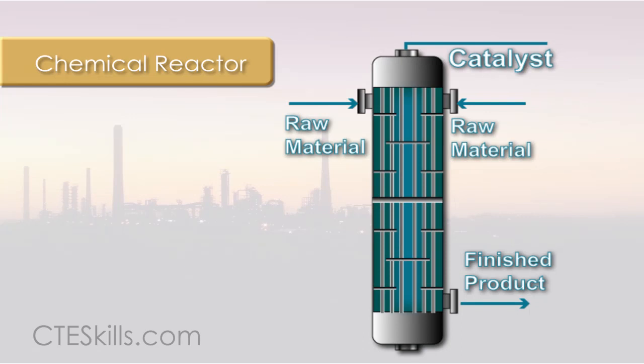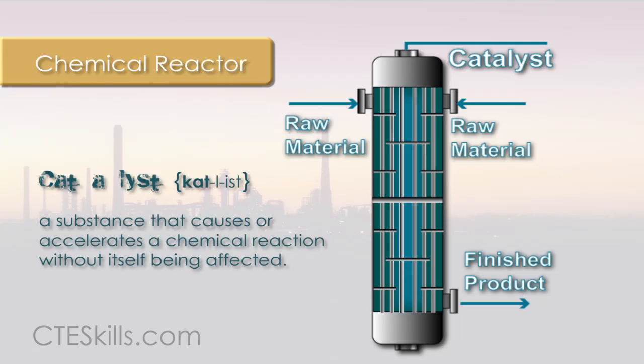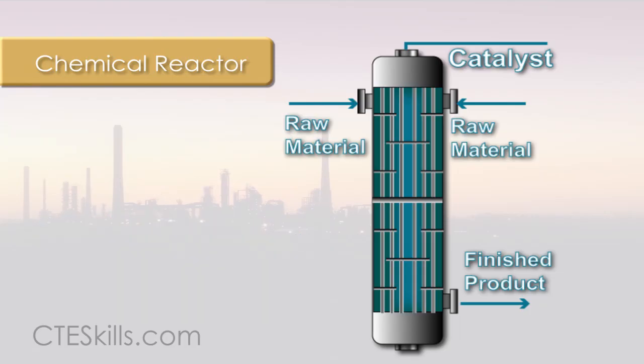Chemical reactors are vessels designed to contain chemical reactions. They combine raw materials with a catalyst. A catalyst is a substance that causes or accelerates a chemical reaction without itself being affected. A basic reactor includes a shell, a heating or cooling device, two or more product inlet ports, and one outlet port. Some reactors may also have a mixer.